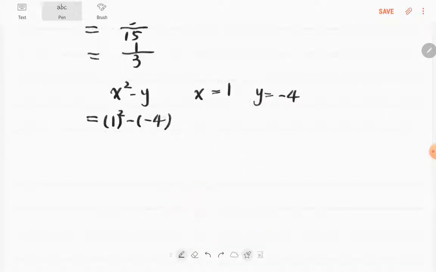Negative 4. One squared minus negative 4. So 1 squared we will get 1. Minus negative, that's just plus the opposite. So that's 1 plus 4. So the answer is 5.